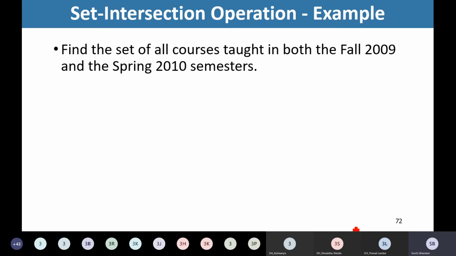So what we need to do? Once again, we need to split our task such that we can extract the courses that are taught in fall 2009. Also, we need to write a query such that it will extract the courses that are taught in spring 2010, and then we need to pick the common tuples by making use of the set intersection operation. Do you agree with me?